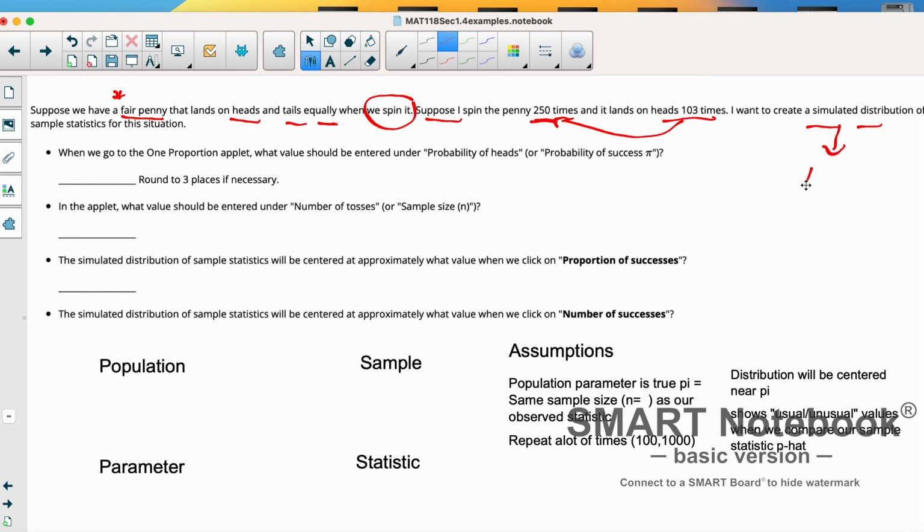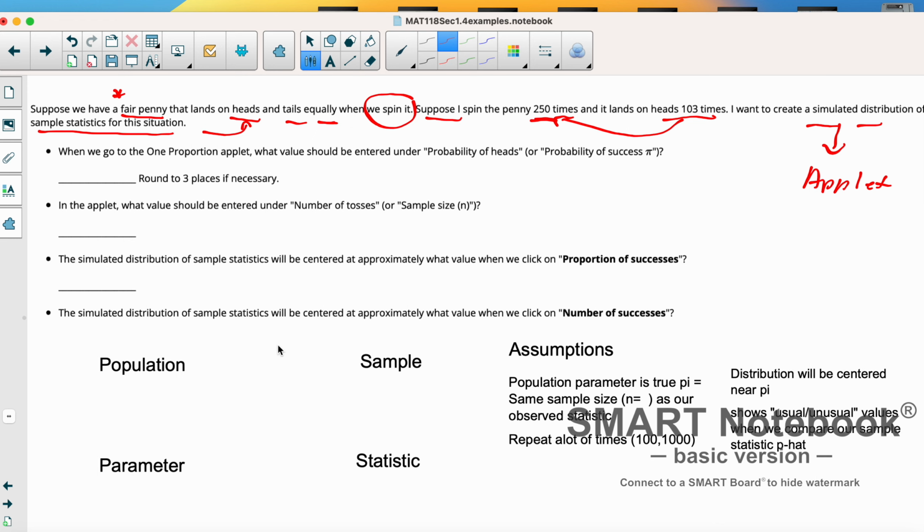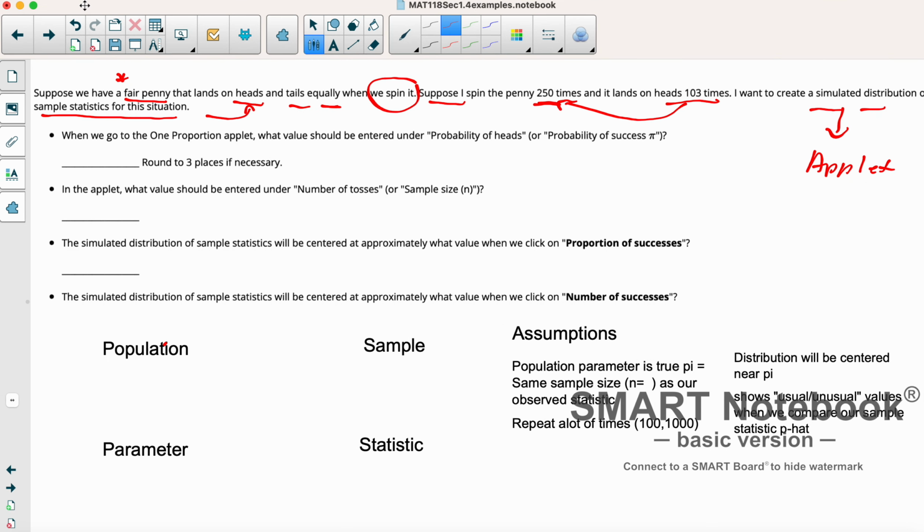That means I want to put it in the applet and use a computer to create a distribution of the sample statistics, assuming there's a set of things that are true. All right, so let's carve up this problem. I want to use my population parameter and sample statistic. Does it say mean or average in this problem? No. That means automatically I'm dealing with a pi and a p hat, which means I'm dealing with proportions of success. Proportions, fractions, percentages, decimals.